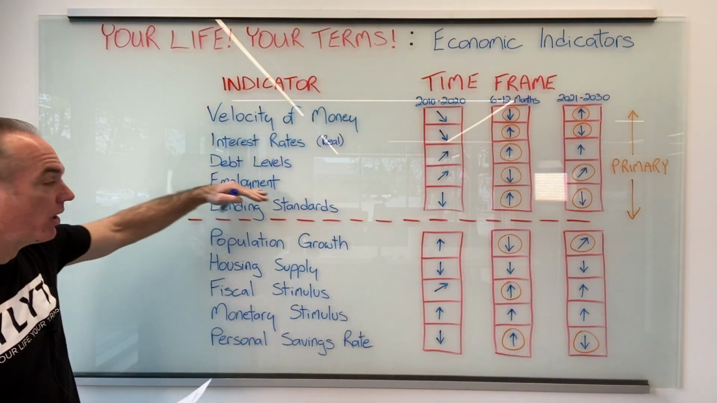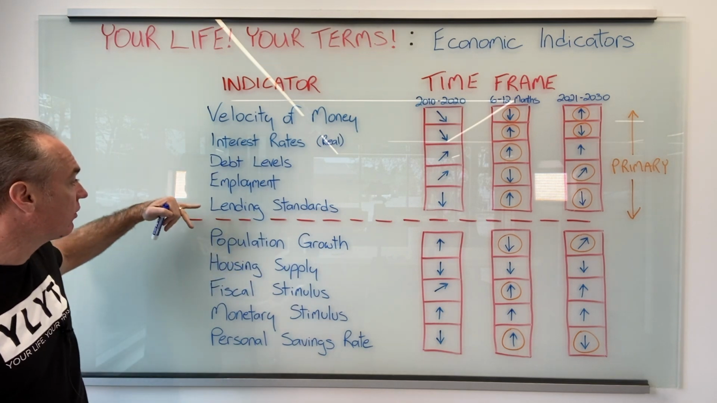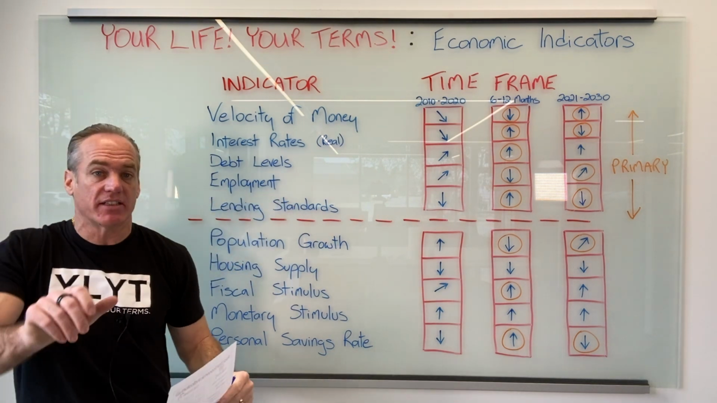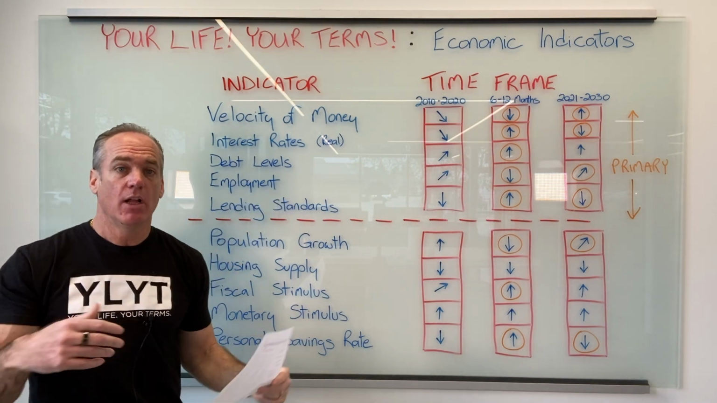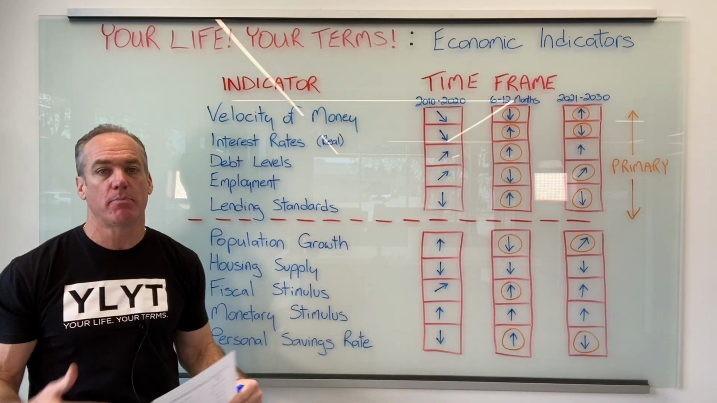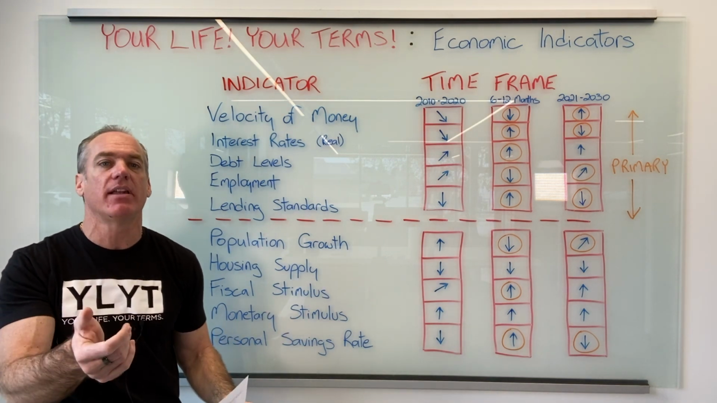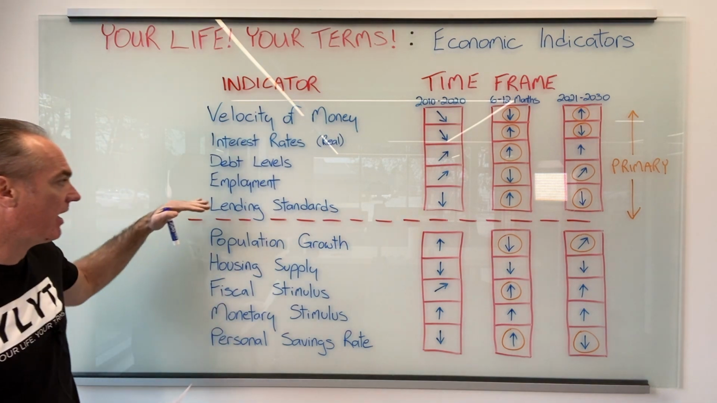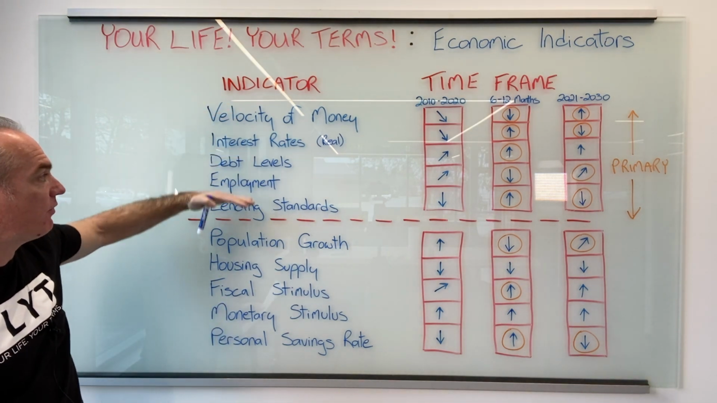The next one is employment, I think self-explanatory. The next one is lending standards. Are the banks going to tighten lending or loosen lending? What we're seeing on the streets right now is the banks in Canada are clearly tightening their lending standards. So this is something we're paying attention to. That makes up the top 5.